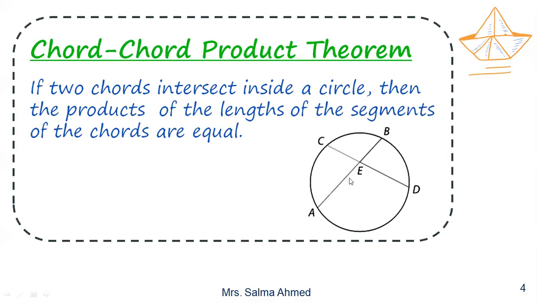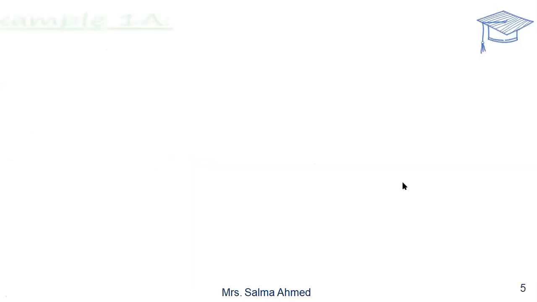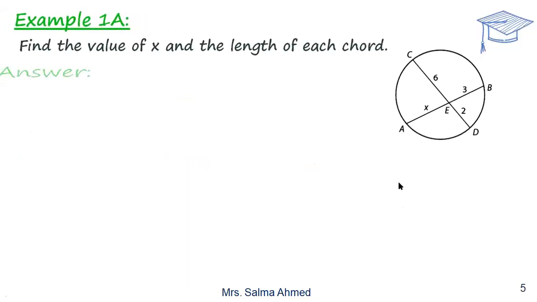So the theorem says the multiplication of the segments of one chord is equal to the multiplication of the segments of the second chord. So let's say that AE times EB is equal to CE times ED. Let's have some applications on this. Find the value of X and the length of each chord.